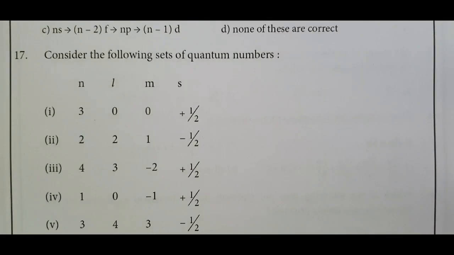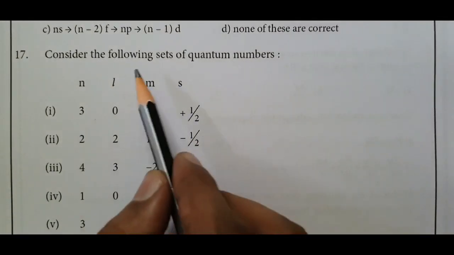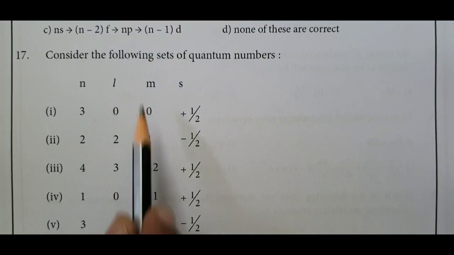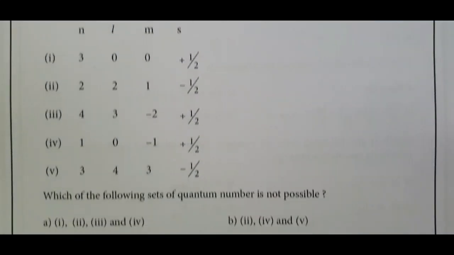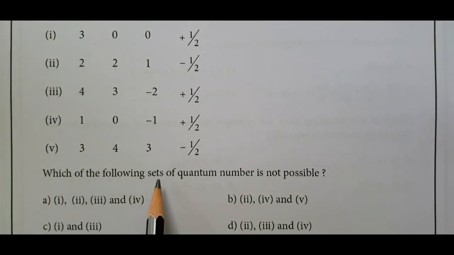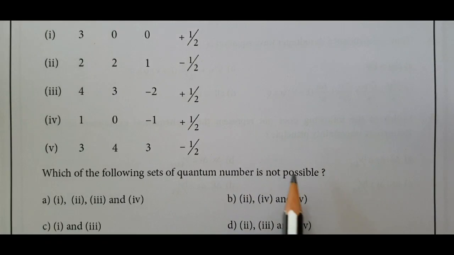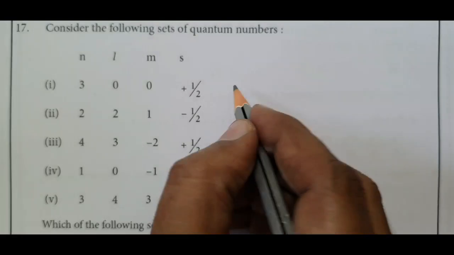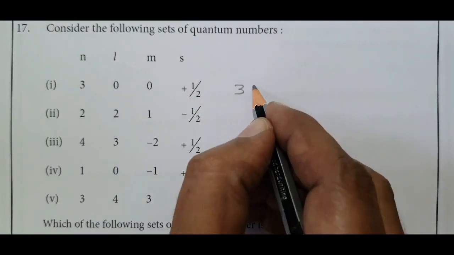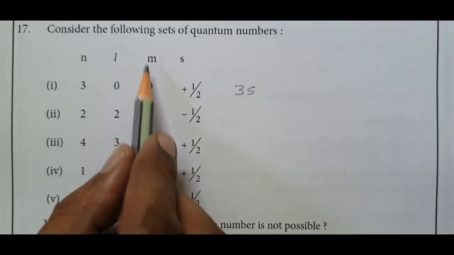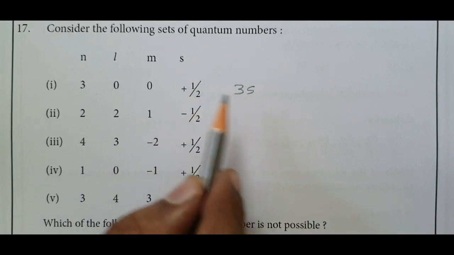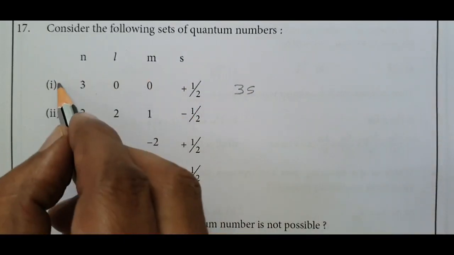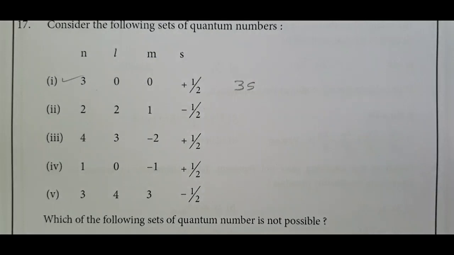Come to question number 17. Consider the following sets of quantum numbers: n value, L value, m value, s value. Question is, which of the following sets of quantum numbers is not possible? N equal to 3, L equal to 0 means s orbital, L equal to 0 means m equal to 0, s can have plus half value. So this is correct.